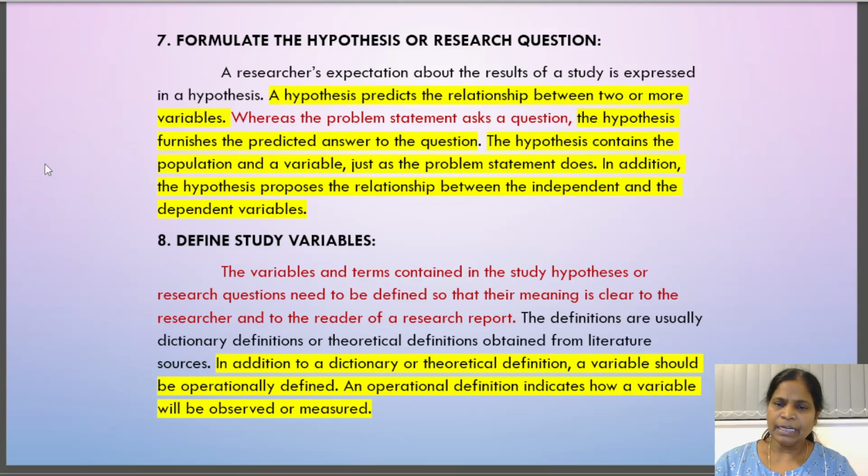Operational definition indicates how a variable will be observed or measured. So when we use these variables in our study, we are going to give a clear picture of what we mean by selecting those variables, and how we are going to measure those variables, independent variables and dependent variables.